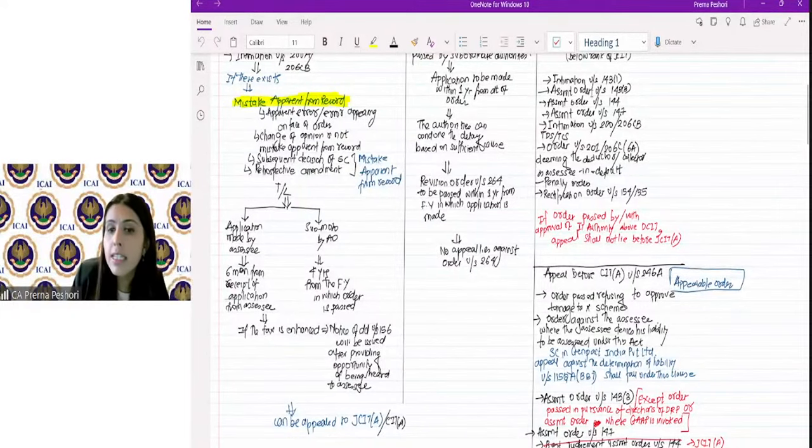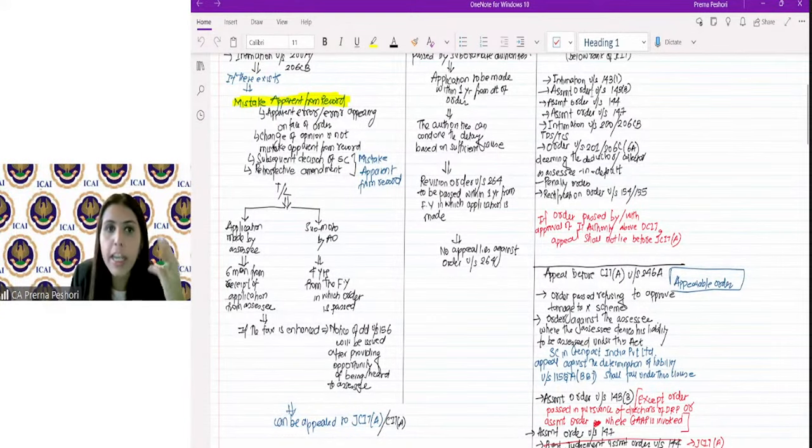The time limit is 30 days from the date of notice of demand or the order which is received. In case the notice of demand is there, then in that case, from the date of notice of 30 days from that, you have to make the appeal application. In other cases, it is date of the service of the order. And within that 30 days window from that, you have to make the appeal before the CIT appeal, right? Along with the application fees. Then in the case of the CIT appeal, the CIT appeal will decide or will try to decide the appeal within 1 year window. What powers does the CIT appeal have?